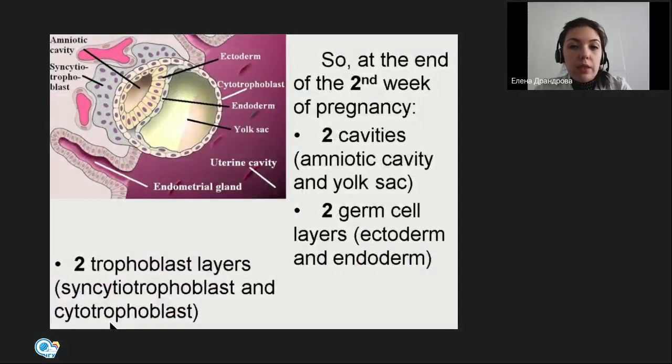So by the end of the second week of pregnancy, there are two trophoblast layers, that is syncytiotrophoblast and cytotrophoblast, two cavities, amniotic cavity and yolk sac, and two germ cell layers or embryonic layers, that is ectoderm and endoderm. That is the result of the second week of pregnancy. So it's very easy to memorize. Yes, 2, 2, 2. And also 2, second week of pregnancy, yes?